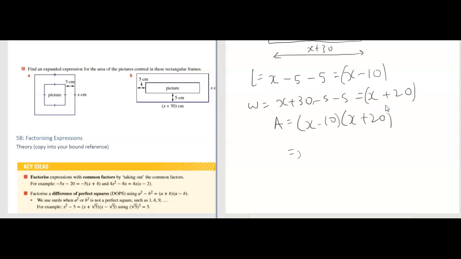So x times x is x squared, x times 20 is 20x, negative 10 times x is negative 10x, and negative 10 times 20 is negative 200. So I'm going to have x squared, bring your like terms, 20 minus 10 is 10, minus 200. Okay, so I'm going to stop there, and then the next video is 5b.